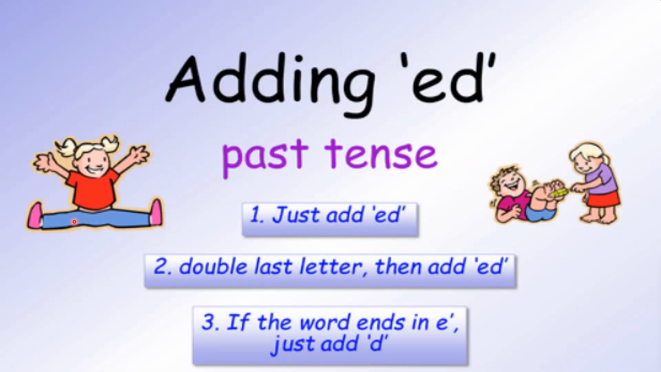By adding ed, you have to just add ed, or in a few words you have to double the last letter then add ed. For example, if it is stop, you have to double the last letter p and add ed: stopped. And if the word ends in e, you have to just add d. For example, smile. If a word like smile ends in e, you add just the d.